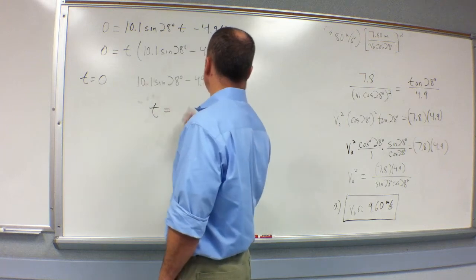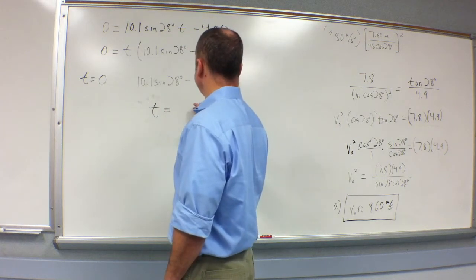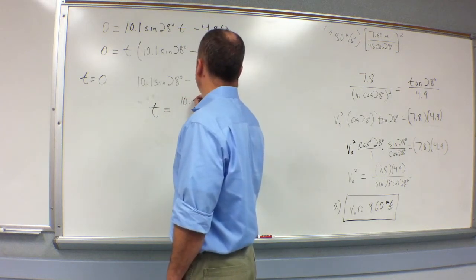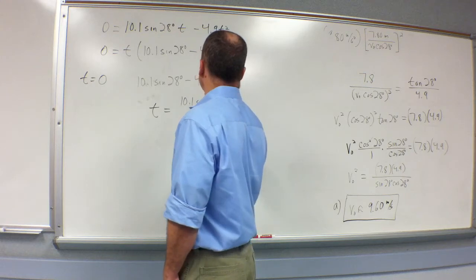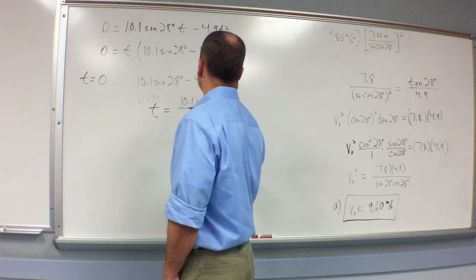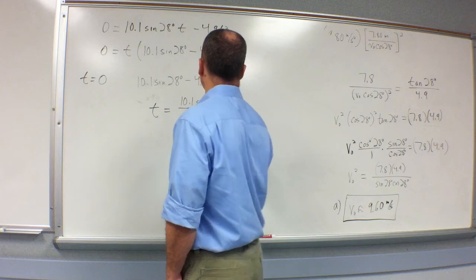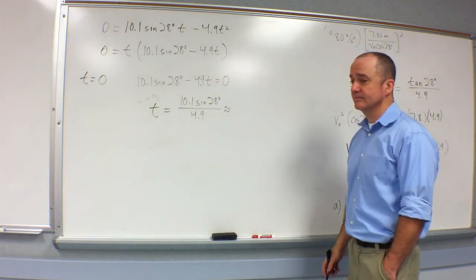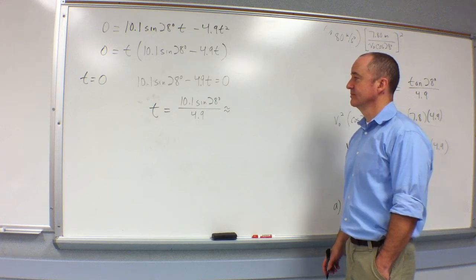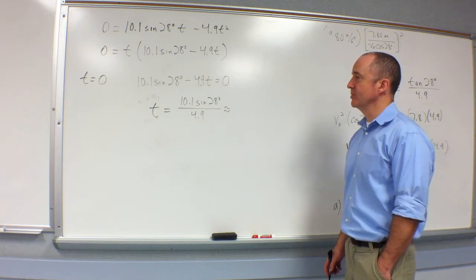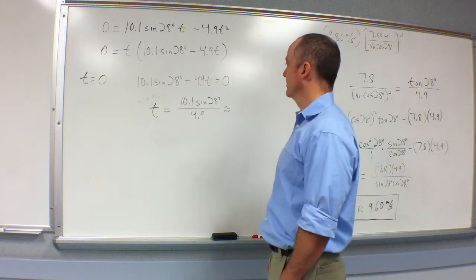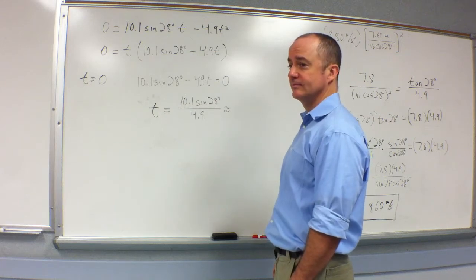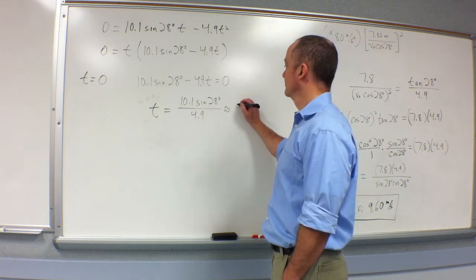And similar to last time, when I'm done rearranging, I'm going to get 10.1 sine 28 degrees divided by 4.9, and what's that going to be about? I'll let you guys handle the button pushing. Around 0.97.